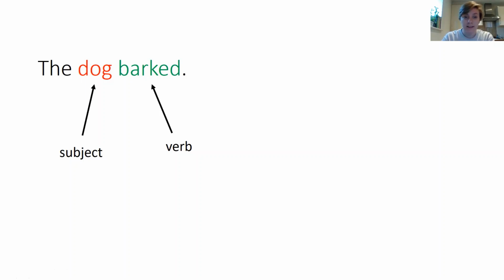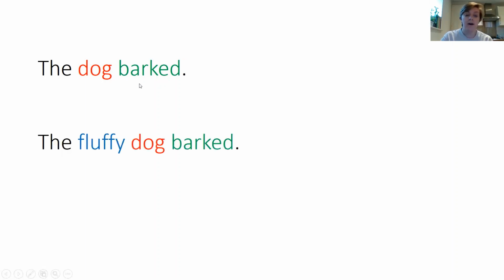So let's quickly recap that. If I have the sentence, the dog barked, to add in some more description, I'm going to need to come up with some adjectives. Those are those words that describe a noun, to describe this dog, okay? So I could say the fluffy dog barked. That's okay. It's just one adjective, but it helps. It tells me a bit more about this dog.